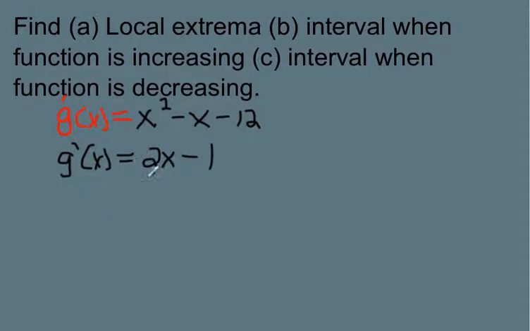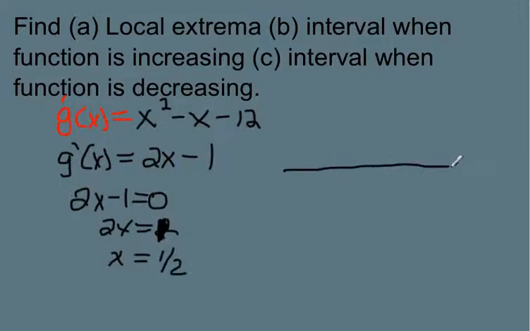And then we know that we have critical points where the derivative is either undefined or equal to 0. So I'm going to set 2x minus 1 equal to 0. So 2x is equal to 1, so x is equal to 1/2. That means we have a critical point at 1/2.